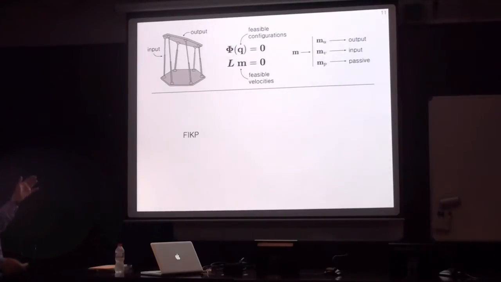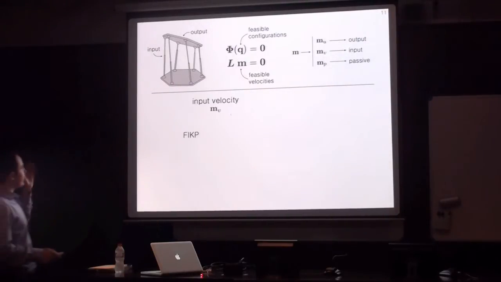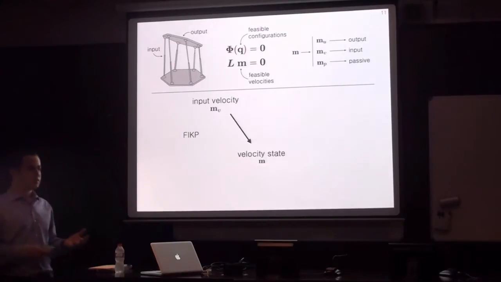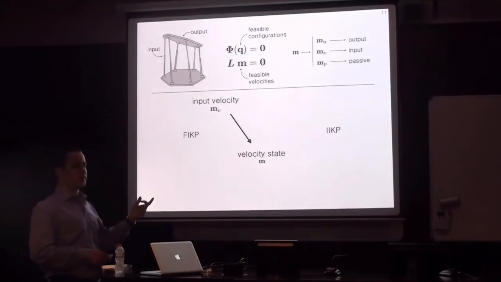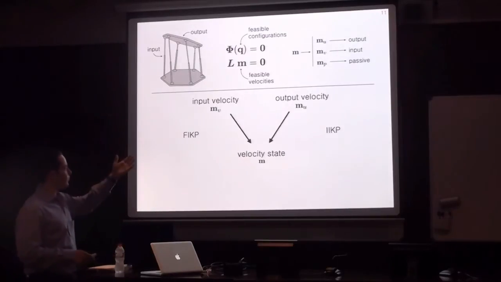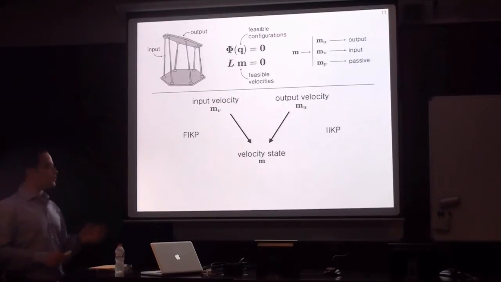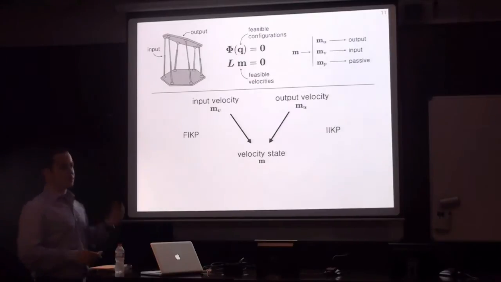The forward instantaneous kinematics problem, where given the input velocities, we want to find the whole velocity state of the manipulator. And the inverse instantaneous kinematics problem, where given the output velocities, we want to find the velocity state of the manipulator as well. So a singularity is defined as those configurations where either of these problems becomes indeterminate.